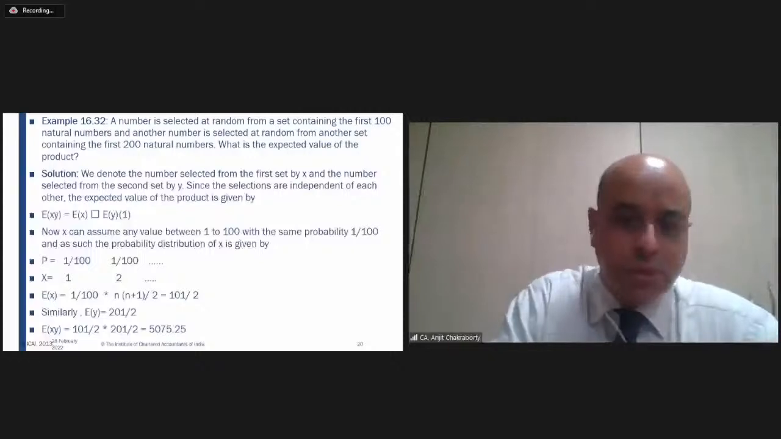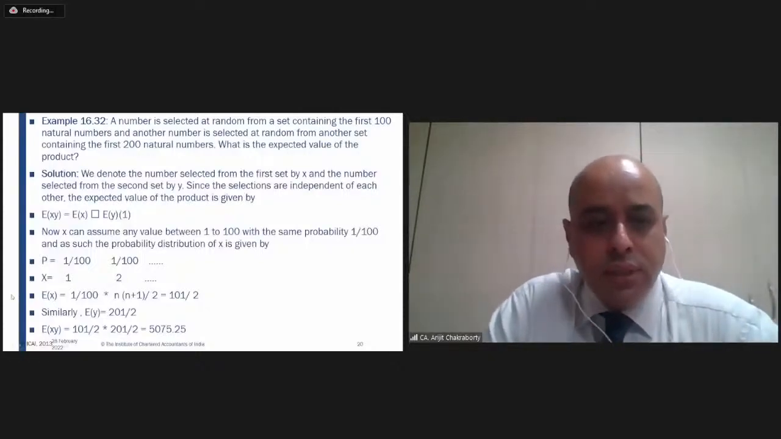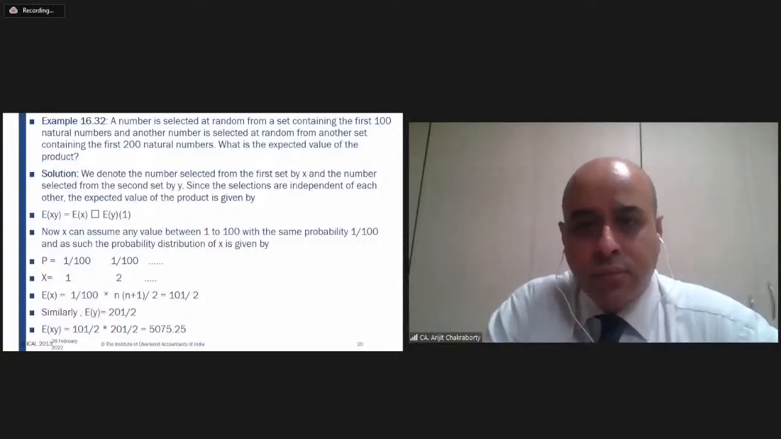Please see the solution on the slide. You can see the probability is 1 by 100. When you are selecting any number, the question is: a number is selected at random, and another number is selected at random from another set containing the first 200 natural numbers. What is the expected value of the product?